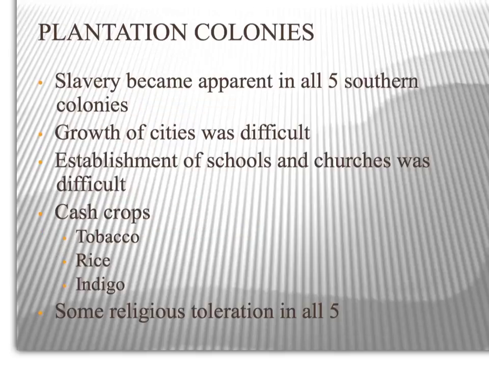So in terms of the plantation colonies, slavery became apparent in all five eventually. Growth of cities was difficult, although obviously they did have cities, but it was difficult because of the distance. The establishment of schools and churches was difficult. Many cash crops: tobacco, rice, indigo, and some religious toleration in all five. A lot of you, in your essays, said something like, maybe religion wasn't as important, but it was important to certain people, but not in the same way or to the same extent as maybe in the northern colonies.